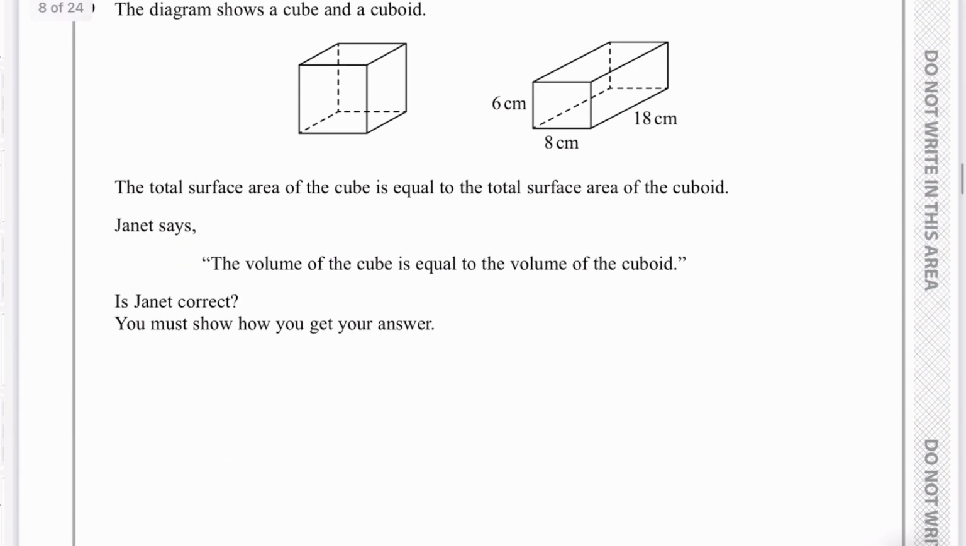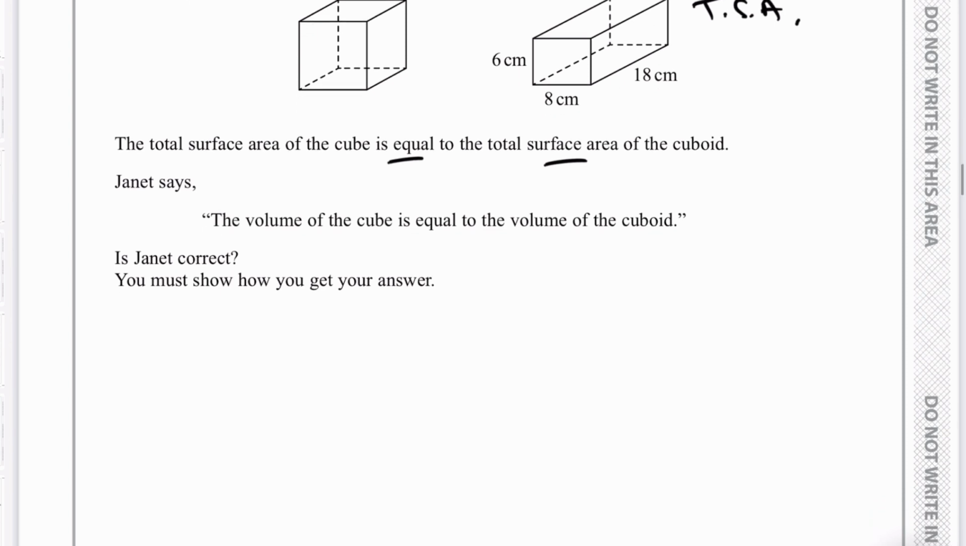Now the next one is a little bit tricky because we've got a couple of things that we need to work through, and also it's going to be slightly tricky on the video, but what we're saying from the information is the total surface area of the cube is equal to the total surface area of the cuboid. So what we need to do is find the total surface area of the cuboid first, and then we'll be able to work out the volumes of the cube and the cuboid.